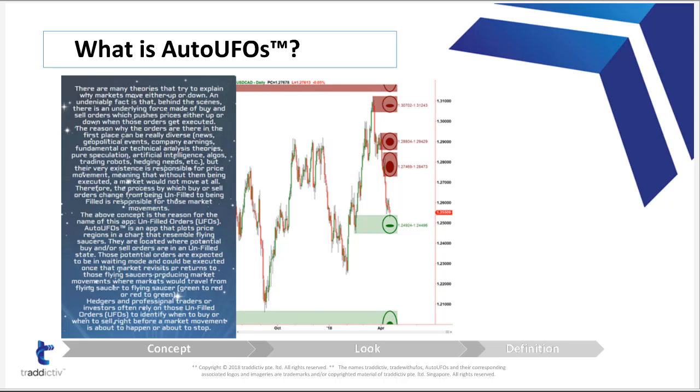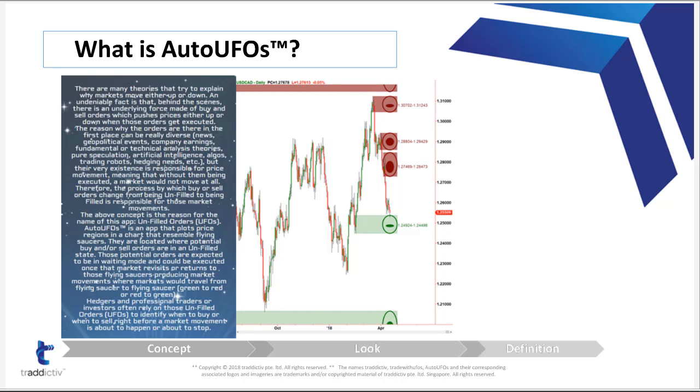But before we get a little deeper into this, let's go ahead and read a little bit of a long paragraph. If that's okay, let's use a little patience to go through this paragraph together, because it's going to be very key for you to understand what the tool is doing behind the scenes. What it says there in the concept column is that there are many theories that try to explain why markets move either up or down. An undeniable fact is that behind the scenes there is an underlying force made of buy or sell orders, which pushes prices either up or down when those orders get executed.